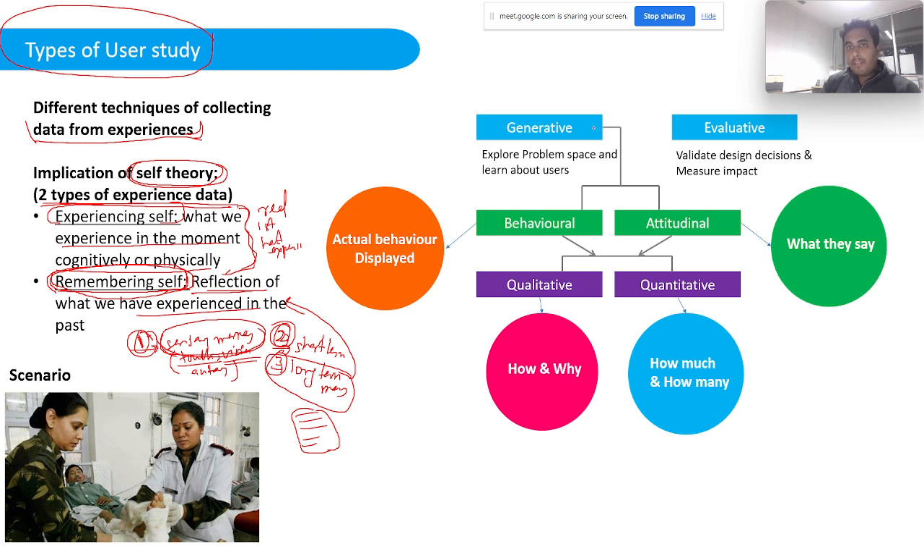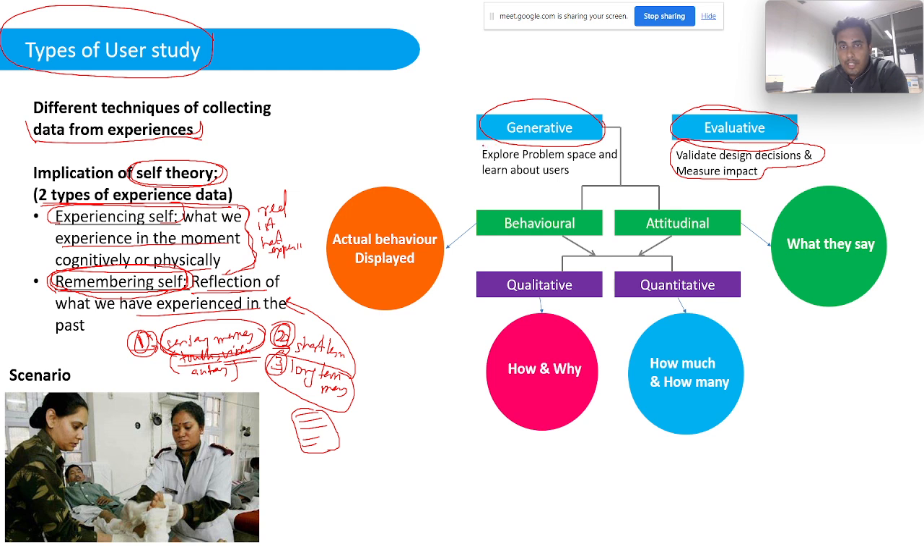User studies are generally of two types. One is generative, the other is evaluative. Evaluative is more about validating a particular design decision. This is very similar to user testing of a product, but it is evaluating your own design in order to make changes. I will not be talking about that today. In today's session, I will be discussing the generative type of user study.